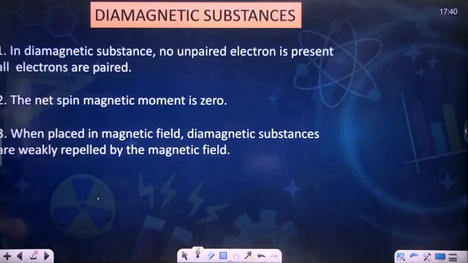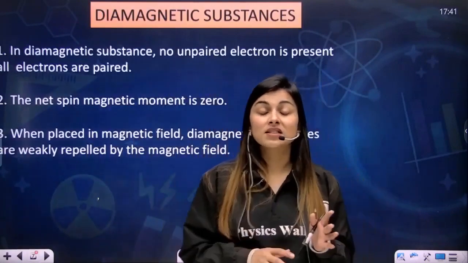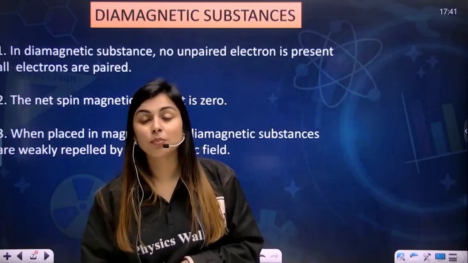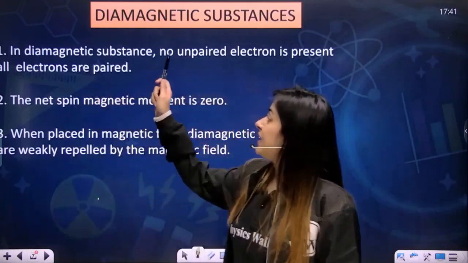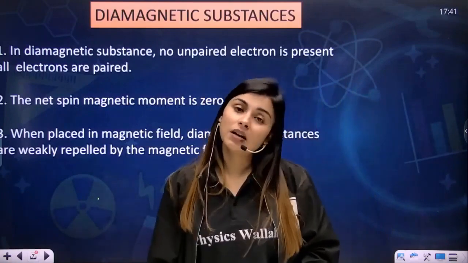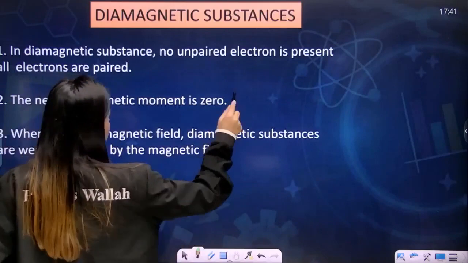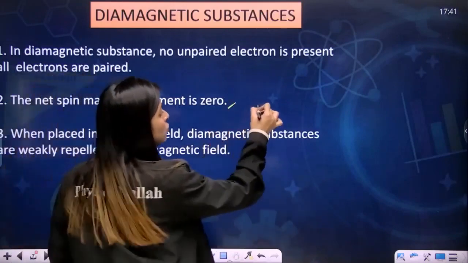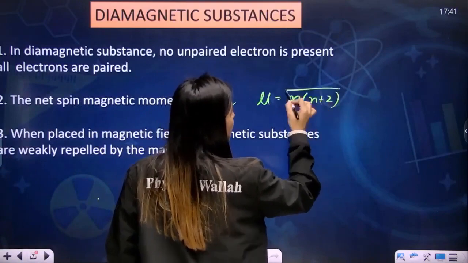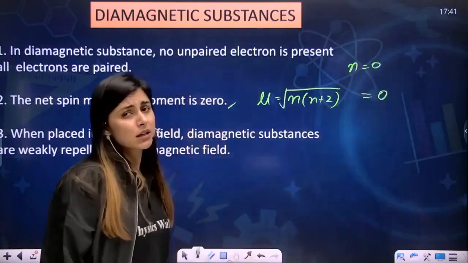The first is your diamagnetic substances. Diamagnetic substances are those substances where all the electrons are paired. There is no unpaired electron present. Okay. So, in diamagnetic substances, no unpaired electron is present. All the electrons are paired. Next, the net spin magnetic moment comes out to be 0. Why? Because you know that this is equal to root of n(n+2), and since there is no unpaired electron, n is 0, so the value comes out to be 0.